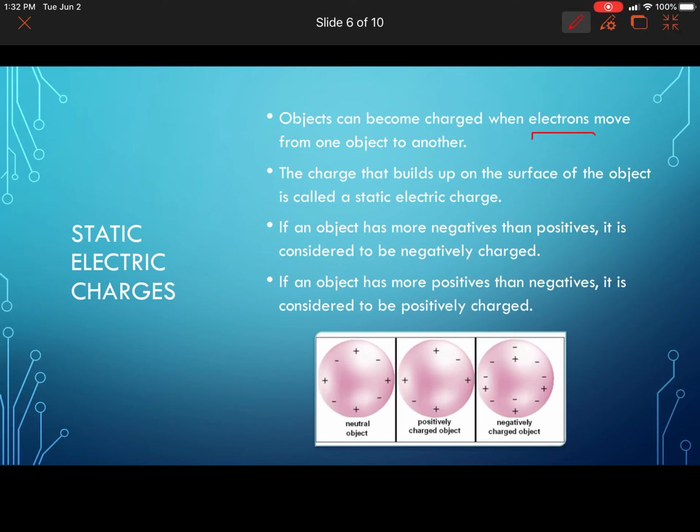The charge that builds up on the surface of an object is called a static electric charge. If an object has more negatives than positives, it can be considered to be negatively charged. If an object has more positives than negatives, it's considered to be positively charged. And we would have talked about that in our chemistry unit here. So for example here, this is our neutral object, so we've got equal numbers of positives and negatives.